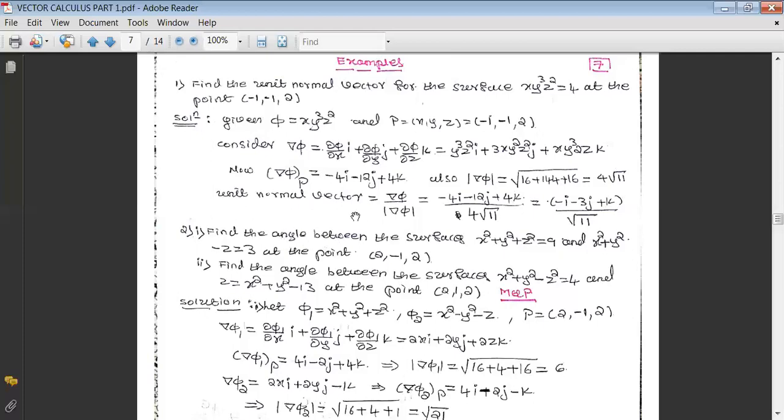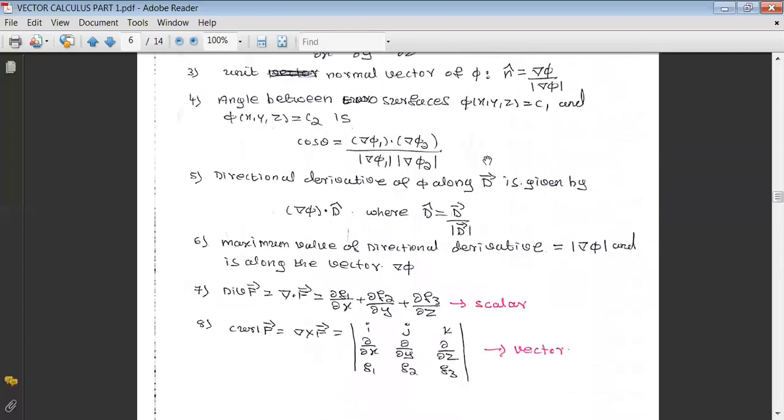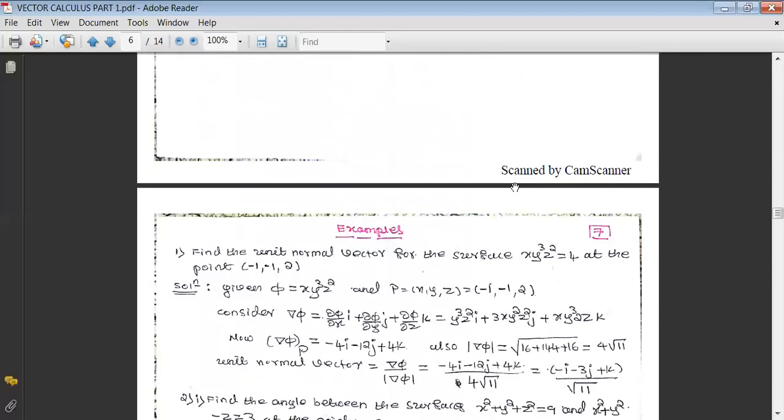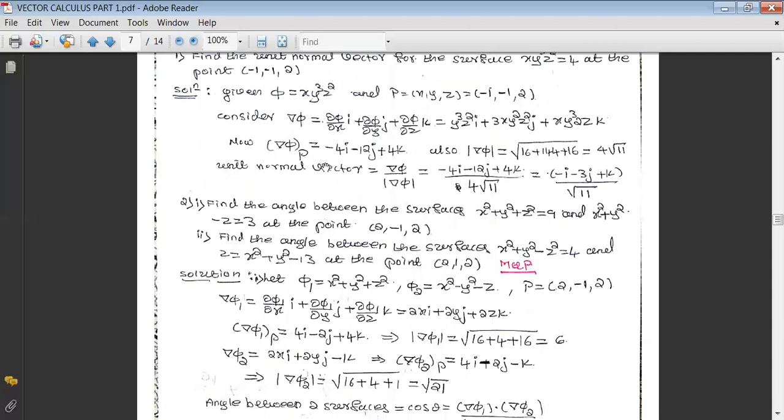And we know that the unit normal vector is given by n cap equal to del phi divided by magnitude of del phi. Therefore, del phi at P is given by minus 4i minus 12j plus 4k, and the magnitude of del phi is 4 root 11. For each term in the numerator, if you take 4 common, that will get cancelled with this. We are left with minus i minus 3j plus k divided by root 11. That will be the unit normal vector. That will be the required answer.